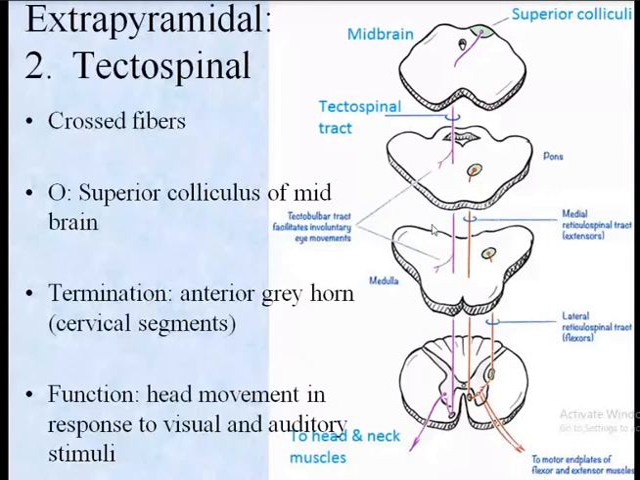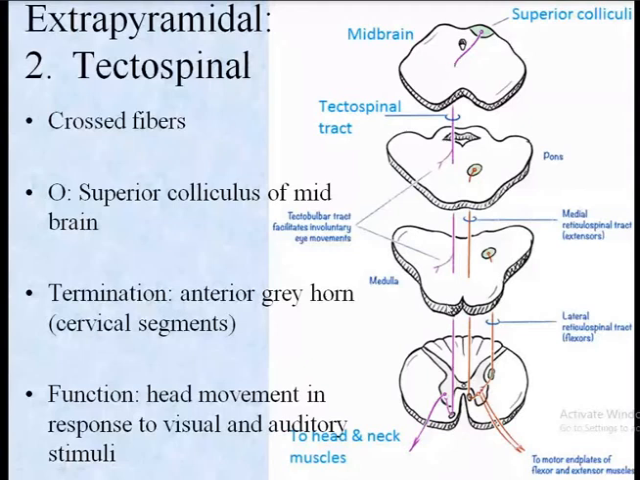Tectospinal, here the name itself suggests the tectal part of the midbrain. On the posterior aspect of the midbrain there are the superior and inferior colliculi. This tectospinal tract begins from the superior colliculus. These fibers cross the midline, which is why they constitute crossed fibers. After crossing, it descends through the brainstem and reaches the spinal cord.